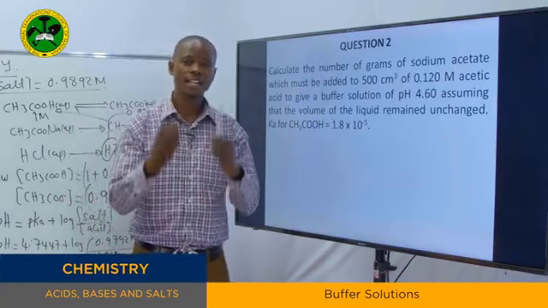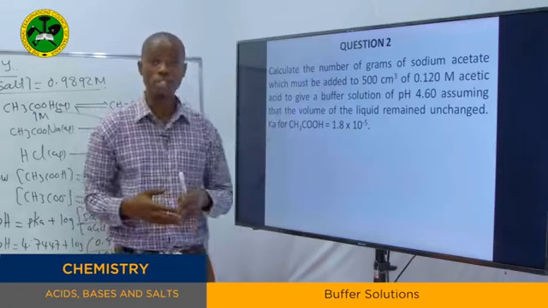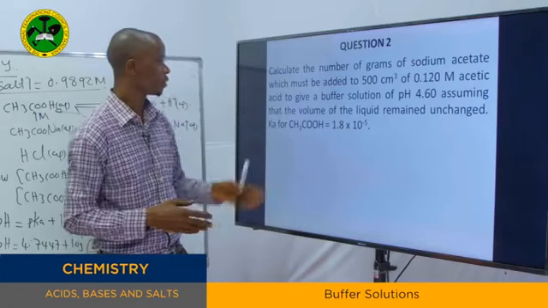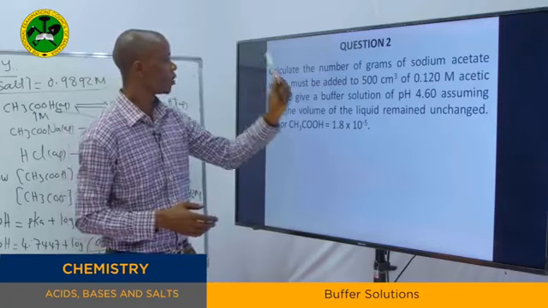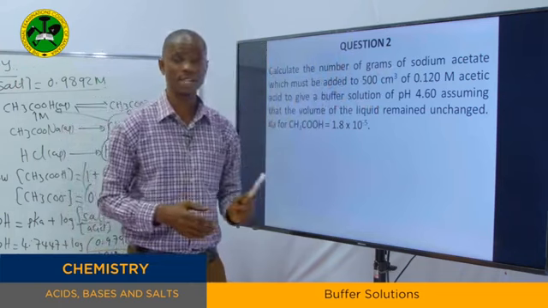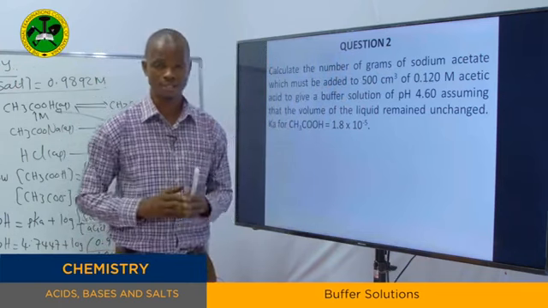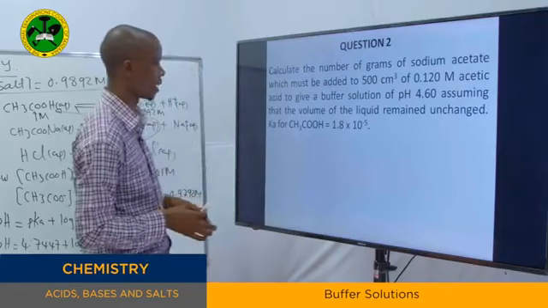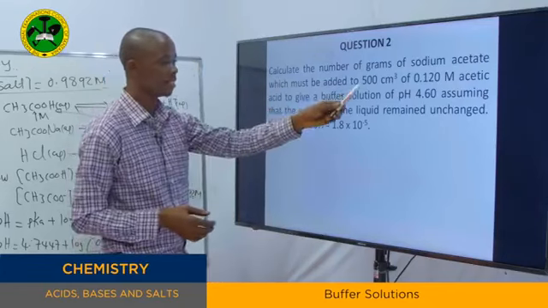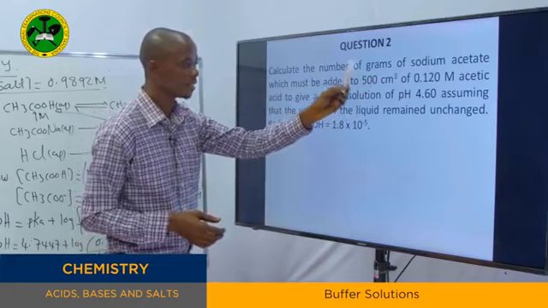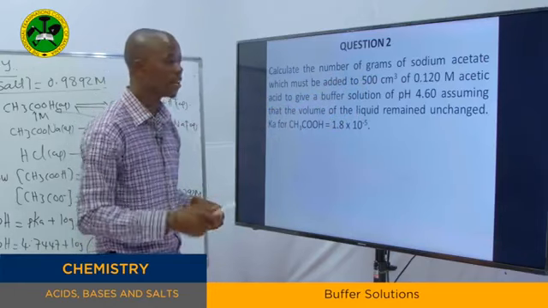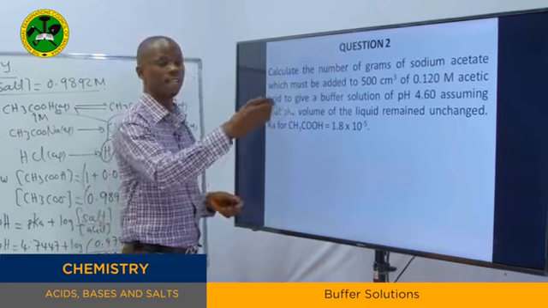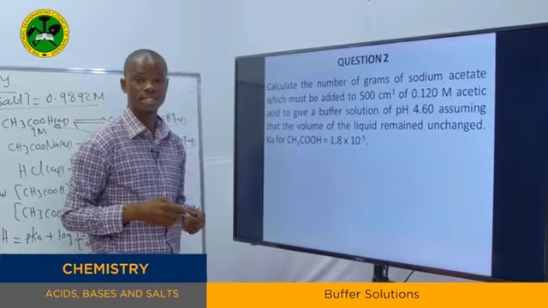I think I can guide you how to solve this problem. It is also very simple. When you want to solve this problem, you are told to calculate the number of grams of sodium acetate. That means you are finding for mass. Now what are you going to do to find it for the mass? Which must be added to 500 centimeter cubic. Now, to guide you here, we have the concentration of the acetic acid.